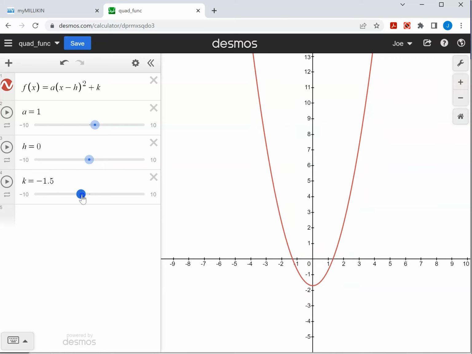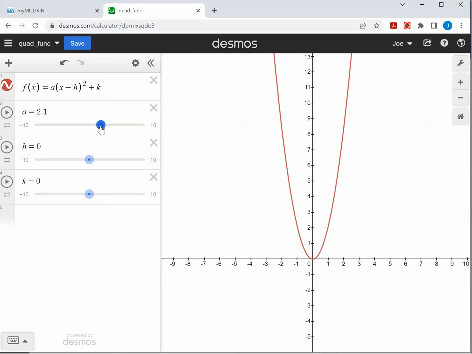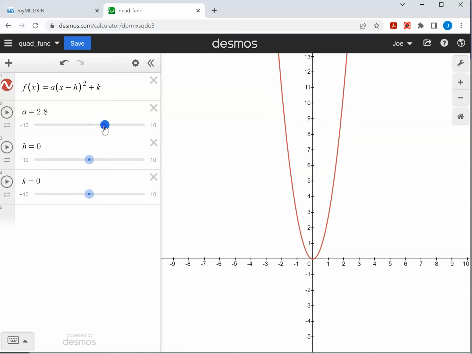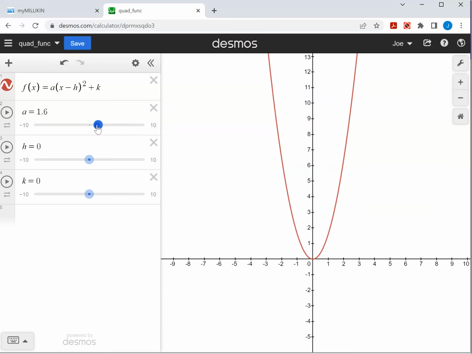All right, let's see what the a does. We move these back to 0 again, just to keep things simple. Make the a bigger. Ooh, it gets narrower. There's 2, there's 3, there's 4, there's 5. It's really making it narrower. It's getting what we refer to as a vertical stretch. It's making it 5 times as tall. We're multiplying all those original y coordinates by 5 each time.